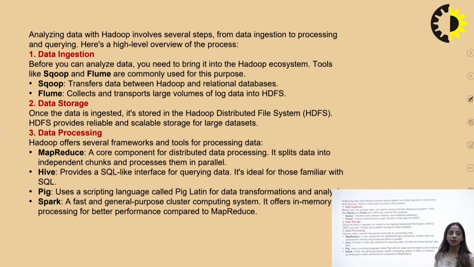Now, analyzing data with Hadoop involves several steps from data ingestion to processing and querying. Here is a high level overview of the process. Data ingestion. Before you can analyze data, you need to bring it into the Hadoop ecosystem. Tools like Sqoop and Flume are commonly used for this purpose. Sqoop transfers data between Hadoop and relational databases. Flume collects data and transports it into HDFS.